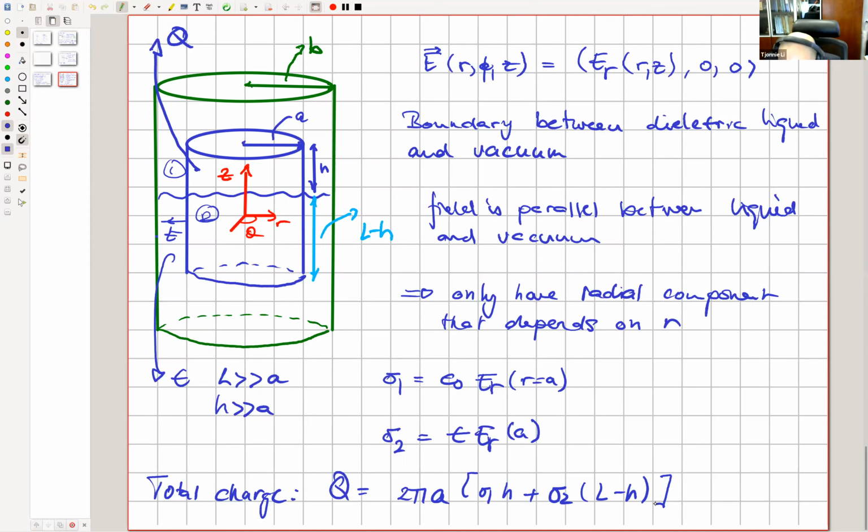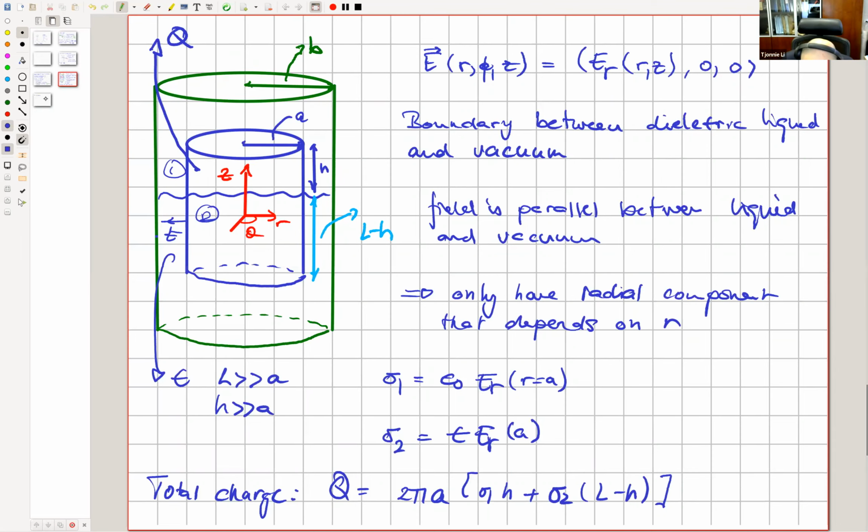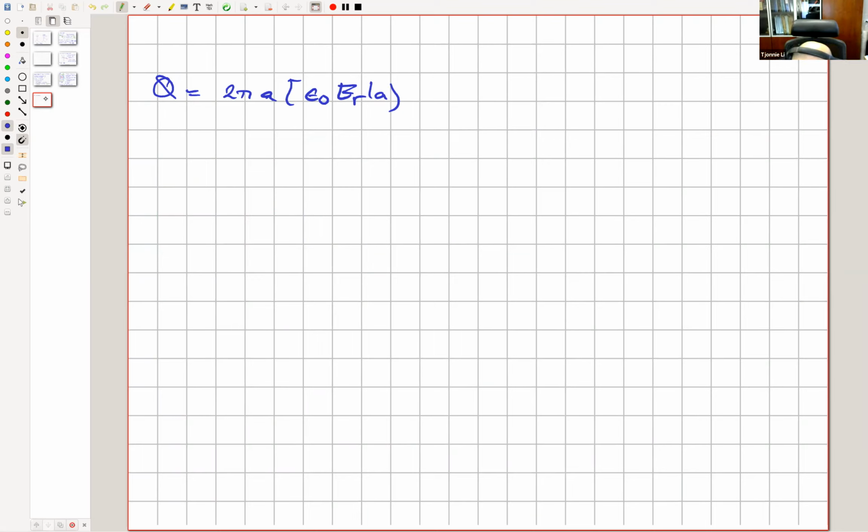Now we can do a little bit of algebra here, and so look at the total charge Q equals 2 pi a epsilon naught E_r, a function of r, but again only at the surface, right? Because we're looking at the surface charge density, the two expressions given here. So we get this one times h plus epsilon r, and then L minus h.